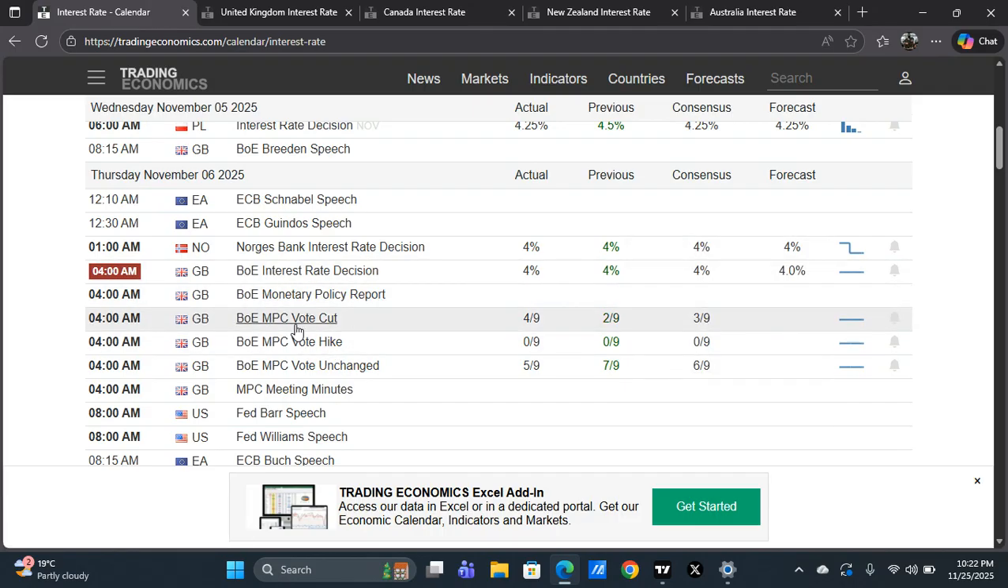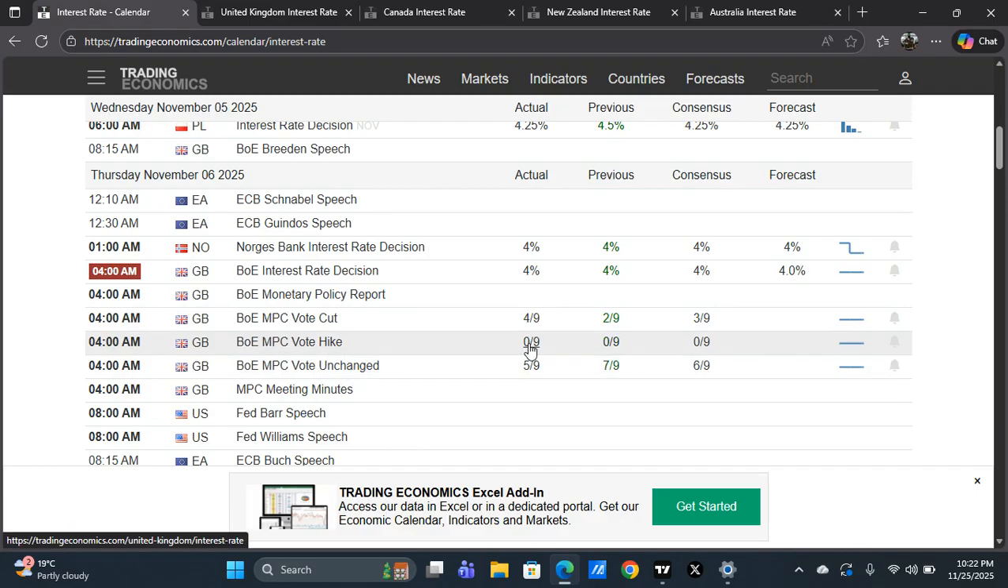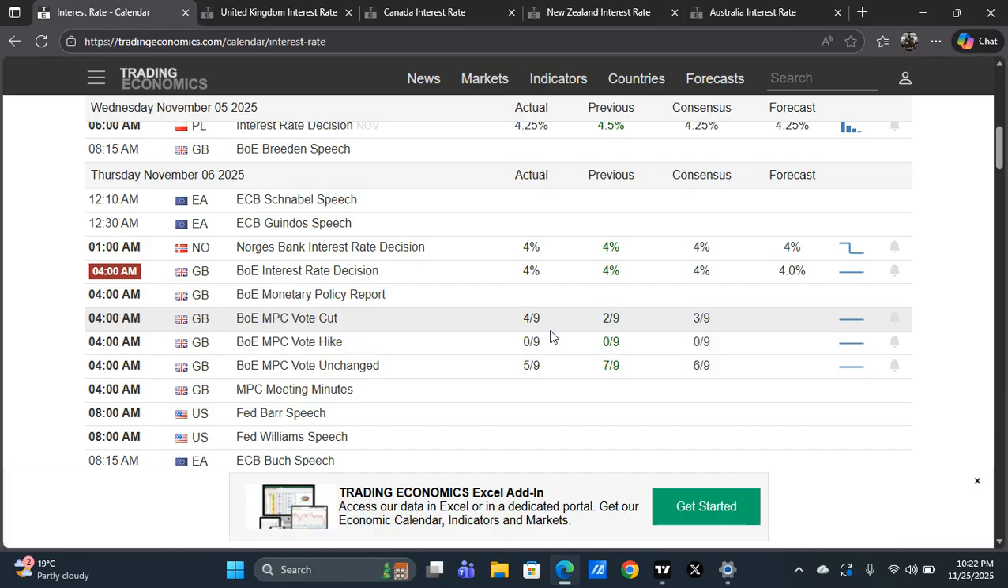So here in England, the man called Bailey, the chairperson, and they vote together as economists. You can see that the MPC vote cut, where they voted for an interest rate cut, was 4 out of 9, and here they voted for a hike. We are in an interest rate cutting cycle, so we cannot hike. So 0 voted for the hike out of 9.